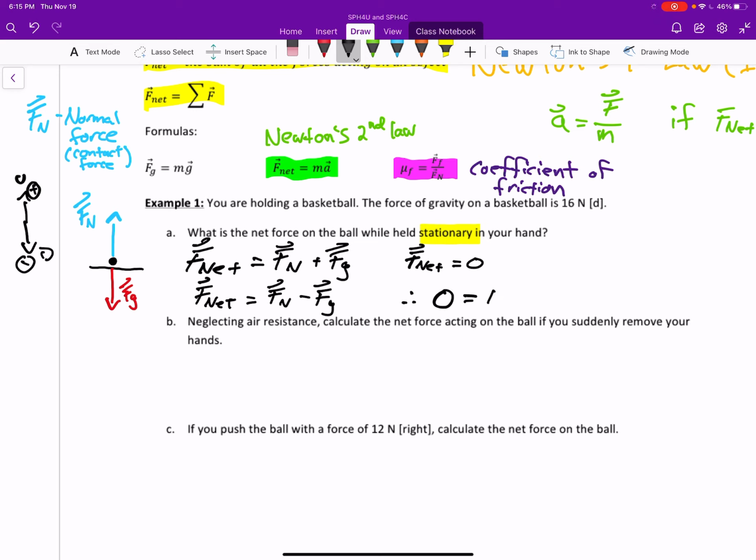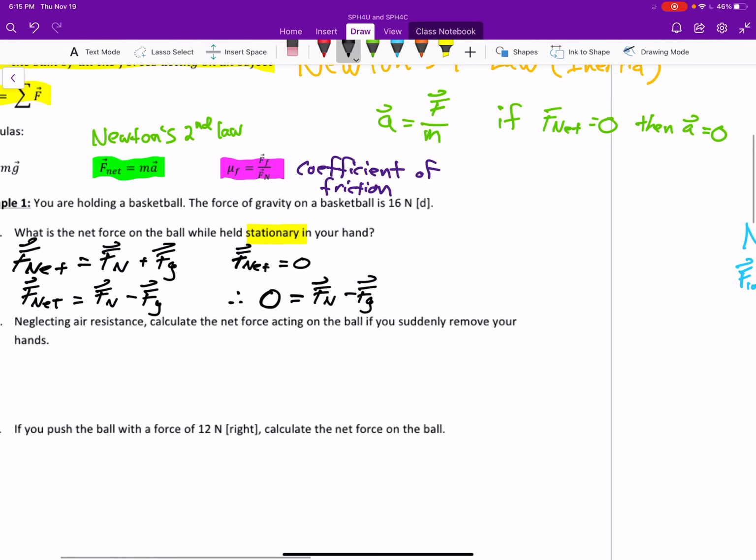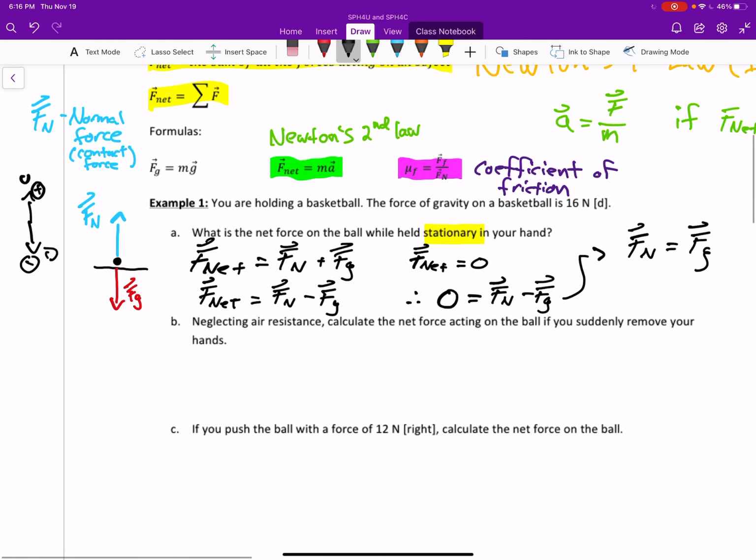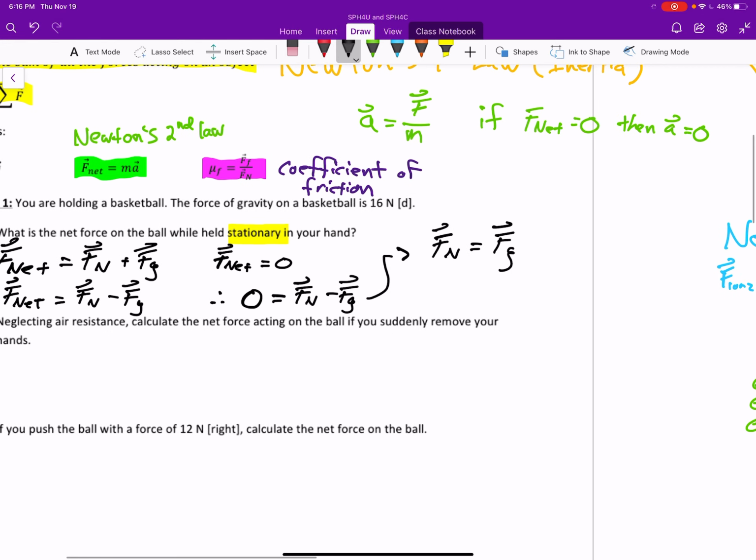Therefore, 0 equals the normal force minus the force of gravity. Doing a quick rearranging, we can see that the normal force is equal to the force of gravity. We have already taken our direction into account. So the normal force points up, the gravity force points down. So they're going to be equal in magnitude to each other, and their directions are obviously opposite.